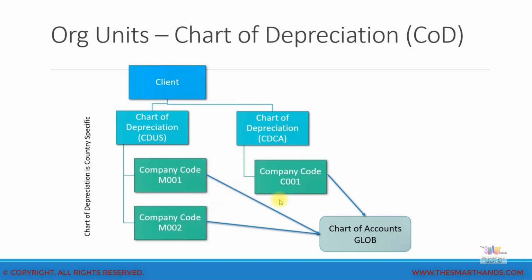And these company codes can be assigned to a chart of accounts, which can be a global chart of accounts as well. So in your main chart of accounts, your operational chart of accounts, you can specify a global chart of accounts at the bottom. And then the global chart of accounts can give a consolidated view of your organization's financial statements.